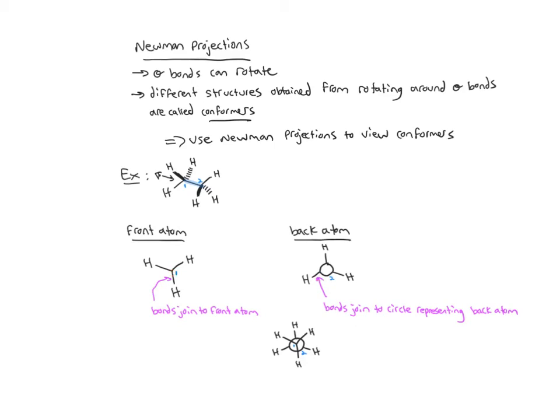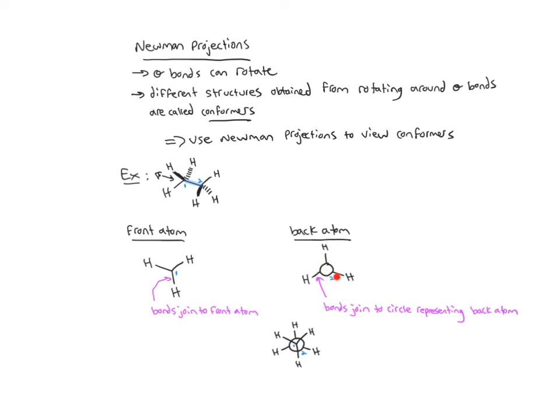Unlike the front atom, where we joined all the bonds directly to each other to represent where carbon 1 is, carbon 2 is represented as a circle, so the bonds stop at the circle itself because the circle is representing that atom. We don't continue these lines in any farther than the circle. That's one of the common things we see when people draw Newman projections incorrectly: lines extending in too far. So make sure you're stopping right at the circle.